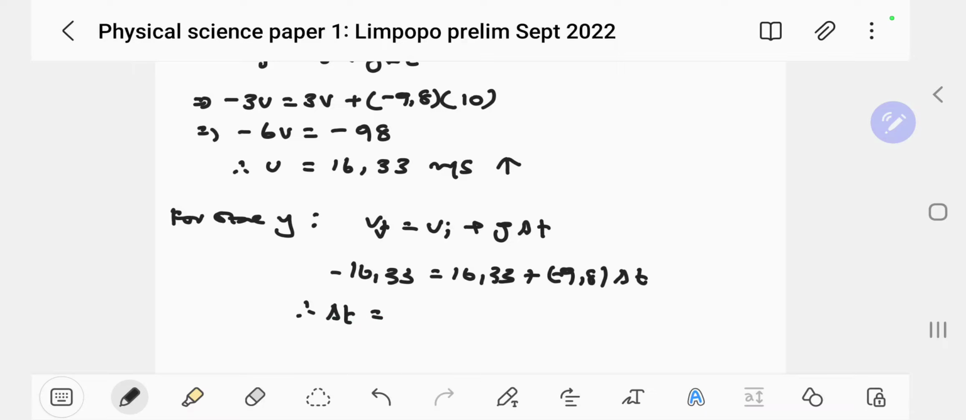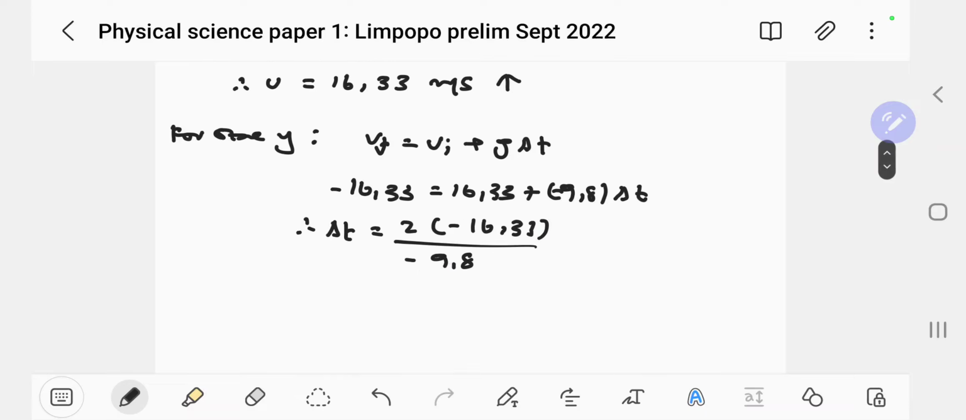Therefore, our delta t is going to be equal to 2 into minus 16,33, right? Because when you transpose that, they add together. Divide by minus 9,8. So that should give us the time for stone Y to return to ground. So let's deal with this one quickly, guys. 2 into 16,33 divide by 9,8.